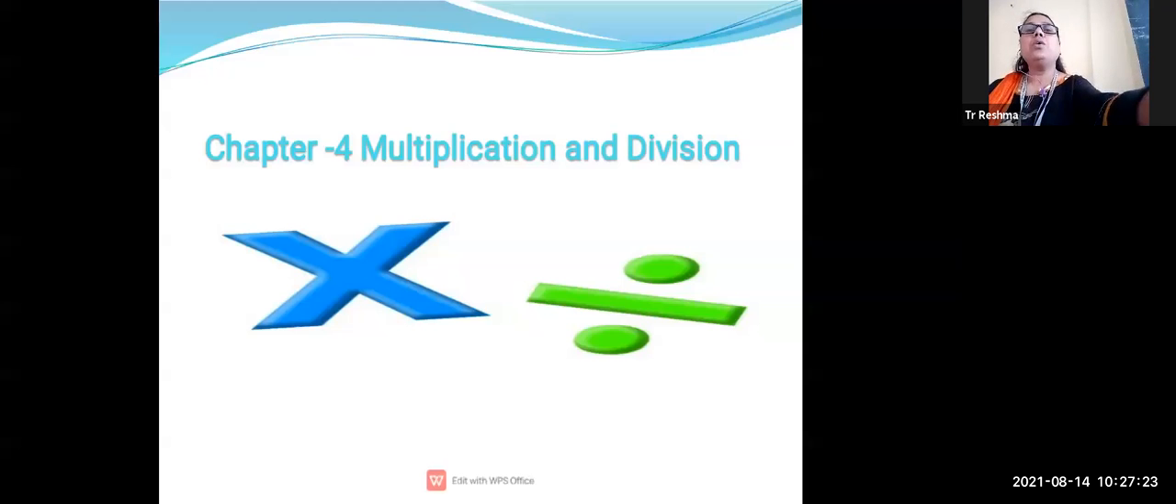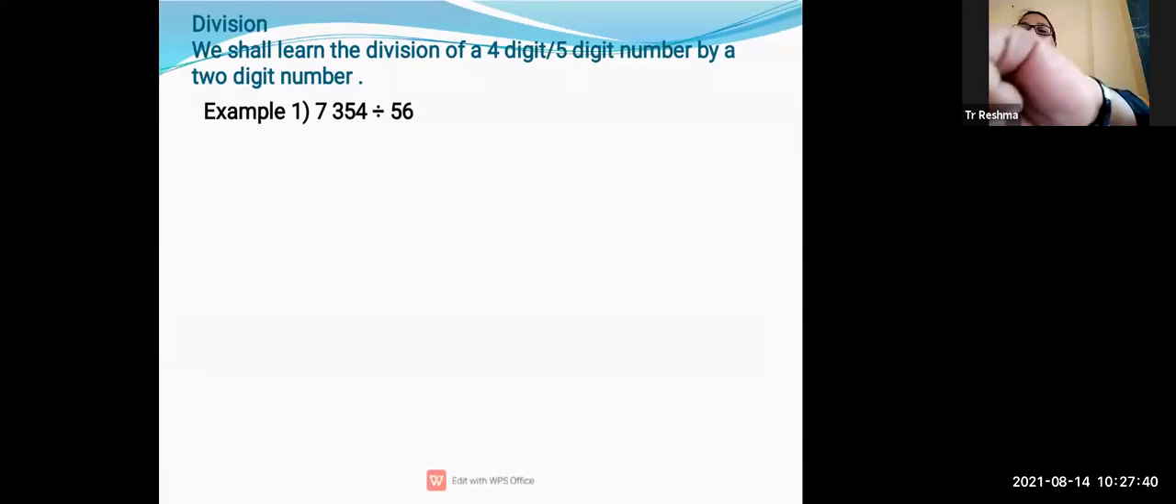Today we are going to start with the same chapter, that is chapter number 4, multiplication and division. In that we are going to learn a new concept, that is division. Now let us see some examples related to the division problem.